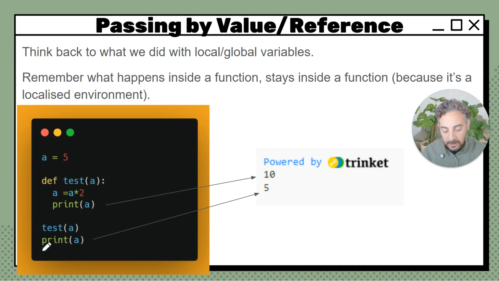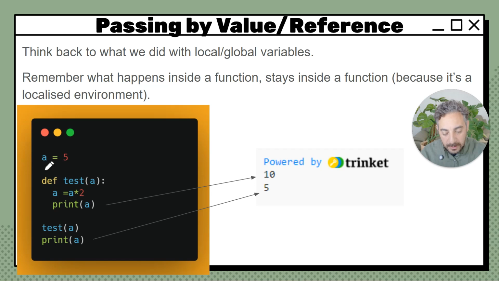And then after the function is run, we run this print command, and it says that a is equal to 5, right? So whatever we did inside the function, even though we ran the function first, it didn't change the variable globally. So we spoke about local and global variables already.